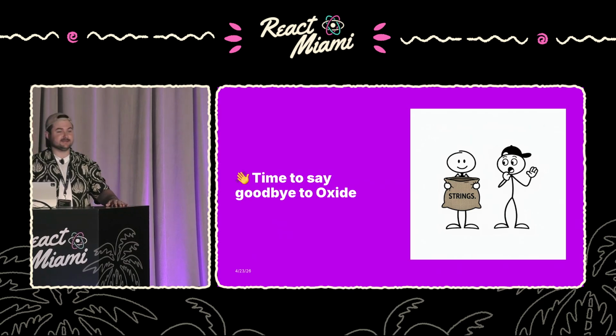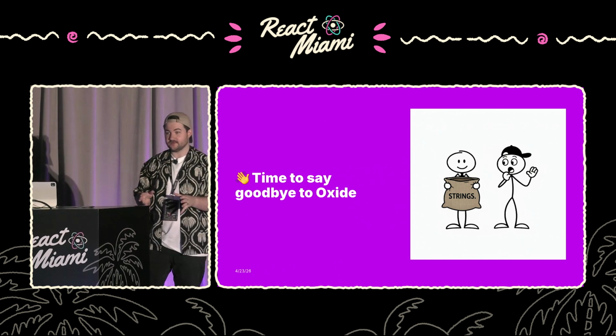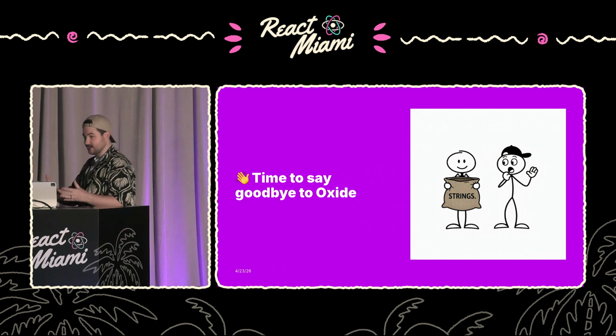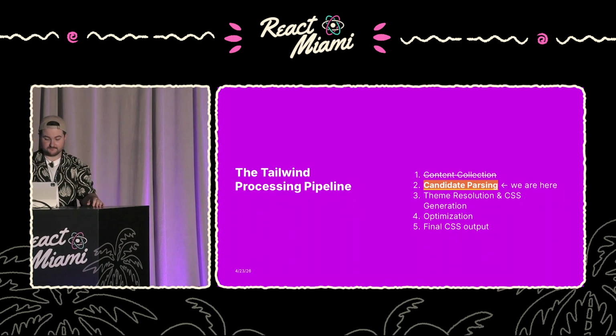But knowing a utility exists isn't the same as understanding what it means. And just a little sidebar, at this point, all of the Rust processes are complete. So the scanning, the extraction, all of those are handled with Rust, and all of our future states and steps will be handled with TypeScript.